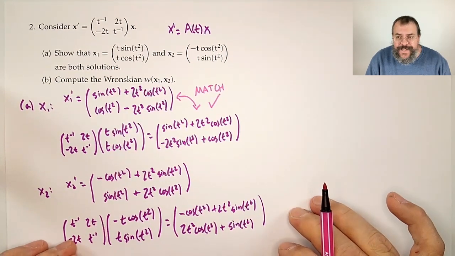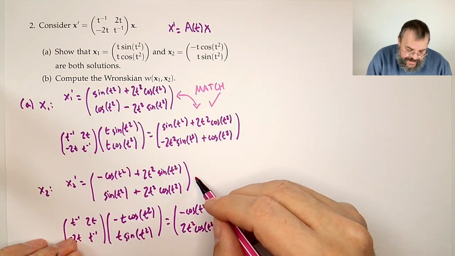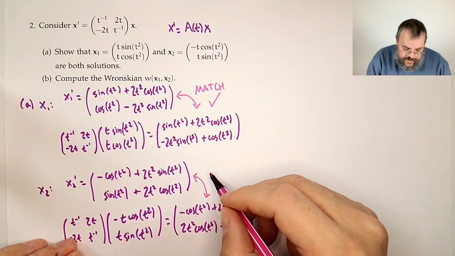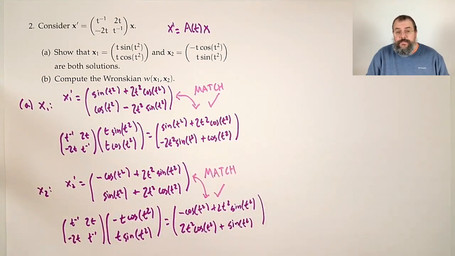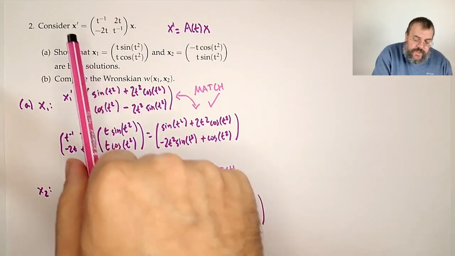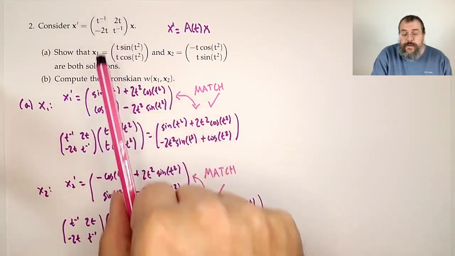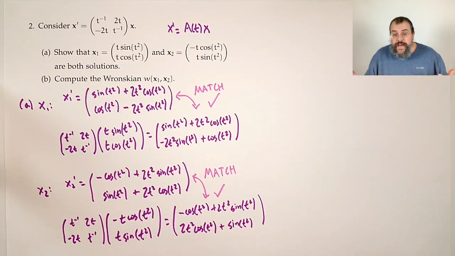Now, in some sense, with the verifying, there's not really a lot you have to do. But you do actually have to carry out the computations. It should be very methodical. What happens when you take the derivative? What happens when you carry out the matrix multiplication? Do they match? And if the answer is yes, life is good. It's a solution. So that's how we do part A, show that something is a solution.